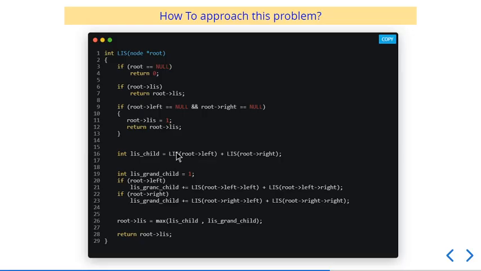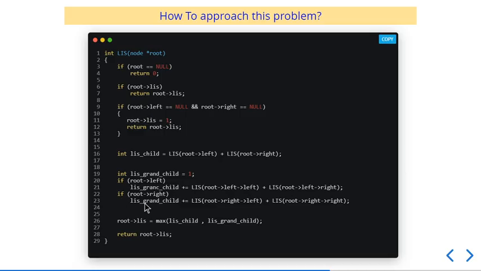I am making a recursive call on LIS of root.left plus LIS of root.right, and I am getting all of its children LIS in this particular variable. Now this is the second variable where I include the particular node and its grandchildren. I am initializing it with 1 because I am including the particular node, so it will be 1 plus all its grandchildren. If it has root.left, meaning there is a left node at this node, then I'll include all its grandchildren. Left.left means its left grandchildren, and left.right means its right grandchildren. So I am including all its grandchildren at this position.